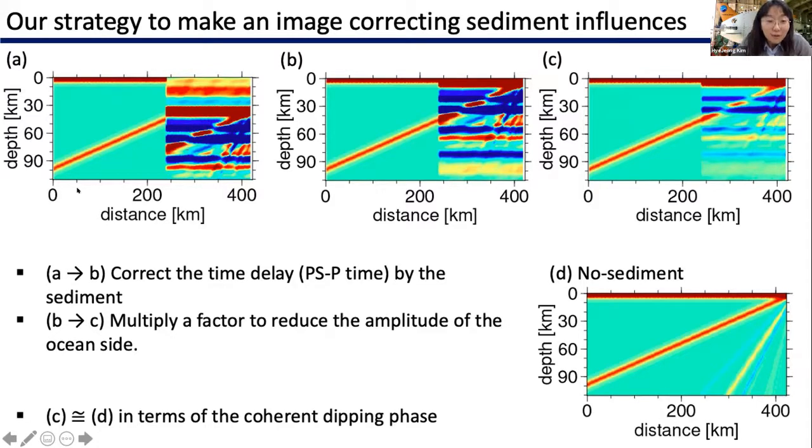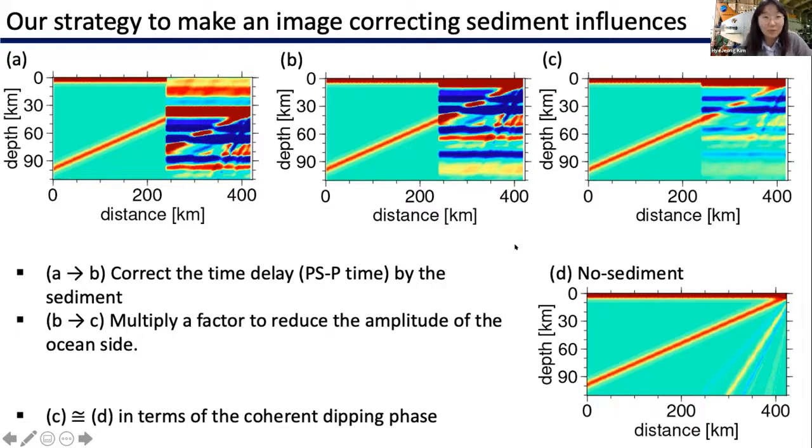So first, what we did is to correct the time delay from A to B. We can measure the time delay using the stack of teleseismic waveforms at each station and simply shift the time before migration. And from B to C, we have to correct the amplitude difference. We determine an empirical factor to correct the strong amplitude in the ocean side. Now, by comparing C and D, we can realize a very coherent dipping positive phase throughout the profile.